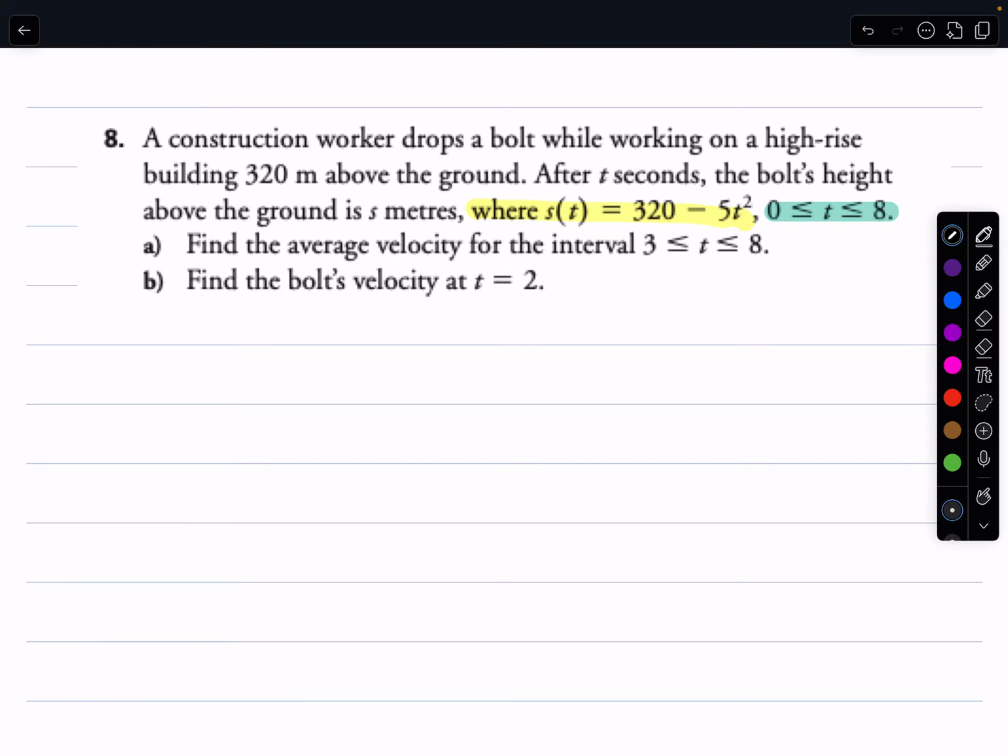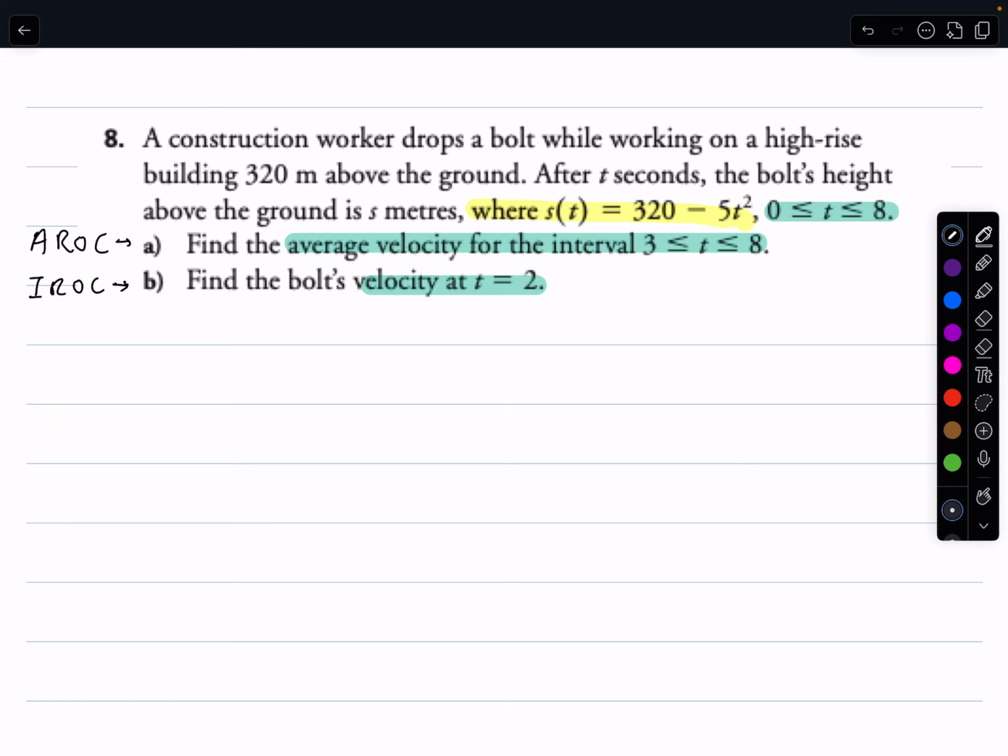The question is saying, find the average velocity for the interval 3 to 8 seconds. Notice how this question gives you 2 points. Therefore, we should know right away this is an AROC question. But if you look at part B, it says find the bolt's velocity at 2 seconds. It doesn't say average velocity. It says the bolt's actual velocity at 2 seconds, and it only gives us one time. So we know this question is going to be IROC. The first thing I want you to recognize is AROC always has to deal with 2 points. IROC always has to deal with 1 point.